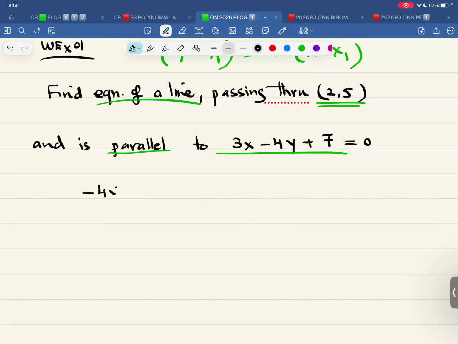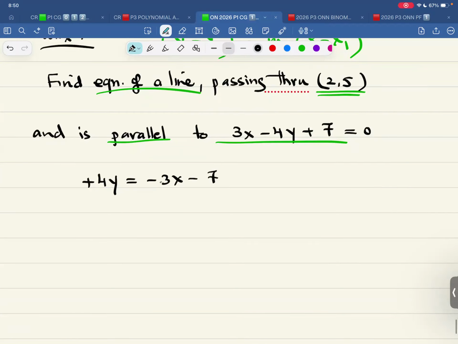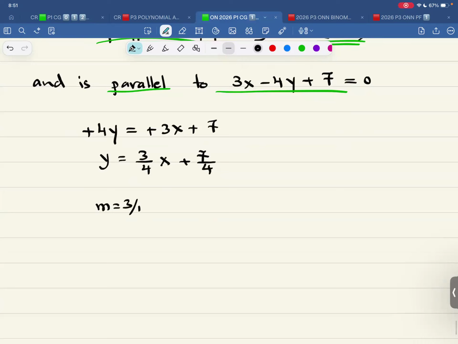So negative 4y is negative 3x negative 7. 4y is equal to 3x plus 7. y is equal to 3/4 x plus 7 over 4. Gradient is 3/4. Point is (2, 5).